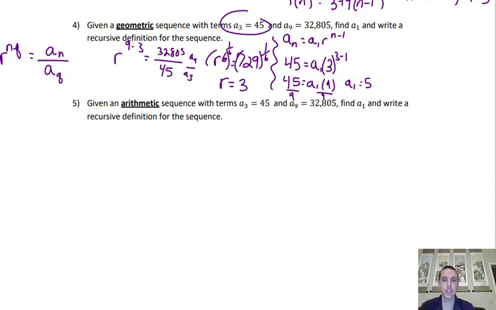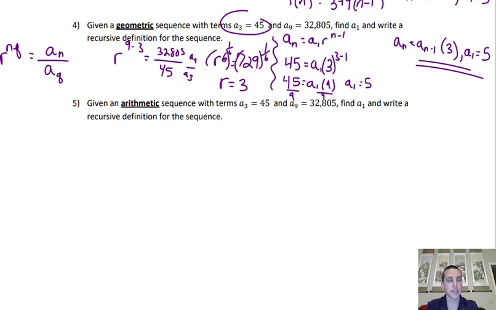So now I have my ratio, I have my first term. So now we can do our recursive formula. So next equals now, so a sub n equals a sub n minus 1, multiplied by our common ratio 3, comma, starting at 5. And we're done with that question.